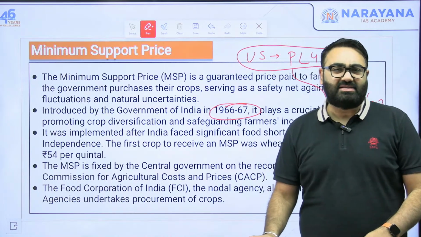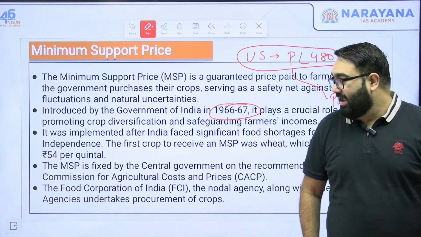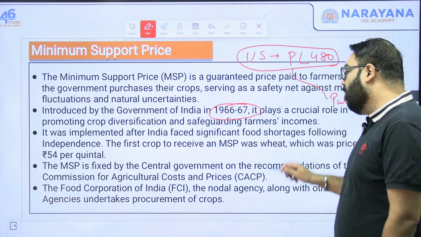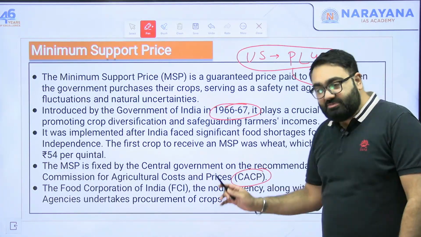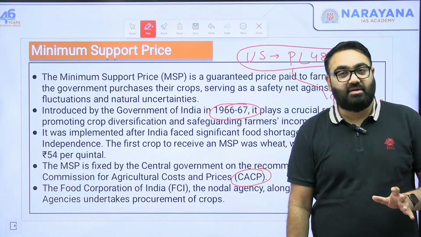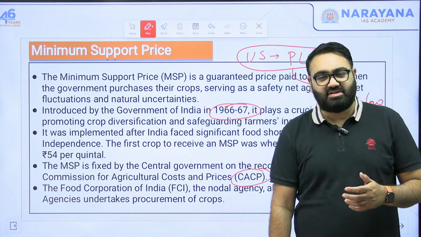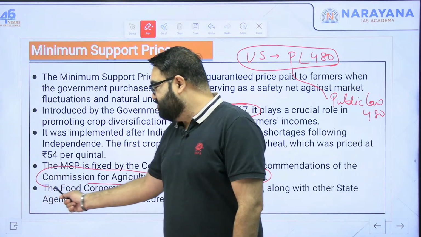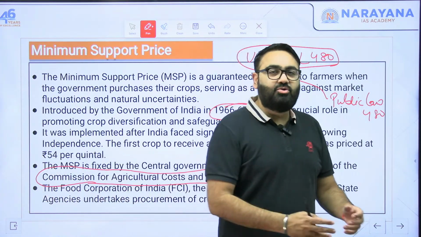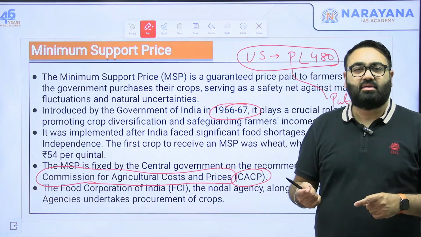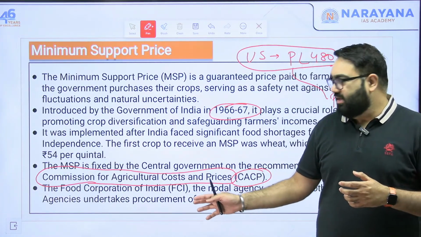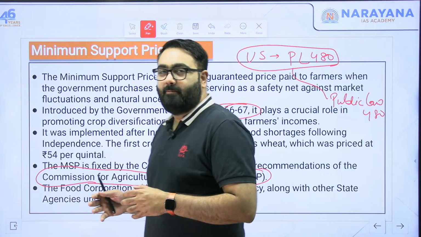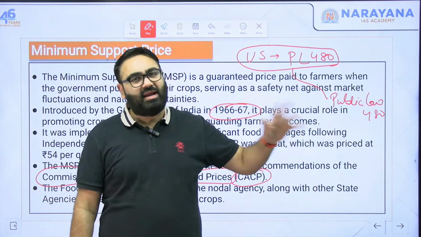Now, how is the MSP decided, or who decides the MSP? So as of today, MSP is fixed by the central government on the recommendation of CACP. This particular fact has been asked by UPSC. They have asked us in the prelims on whose recommendation MSP is decided, that is CACP, which is the Commission for Agriculture Cost and Prices. Now, please do understand the distinction between the two. If the UPSC is asking you who recommends the MSP, then the answer will be CACP. They recommend. But remember, recommendations are not binding on the government.